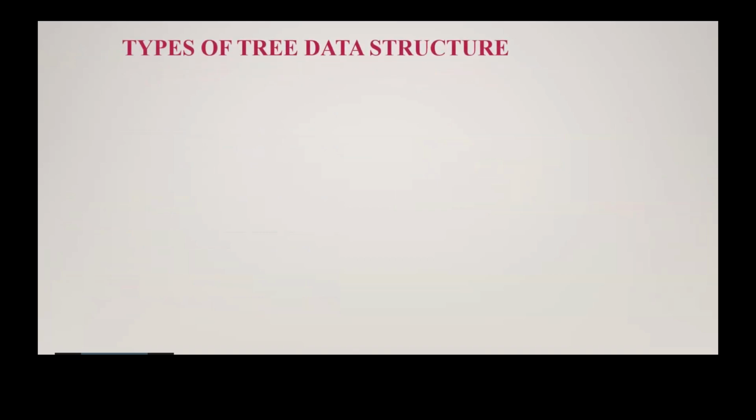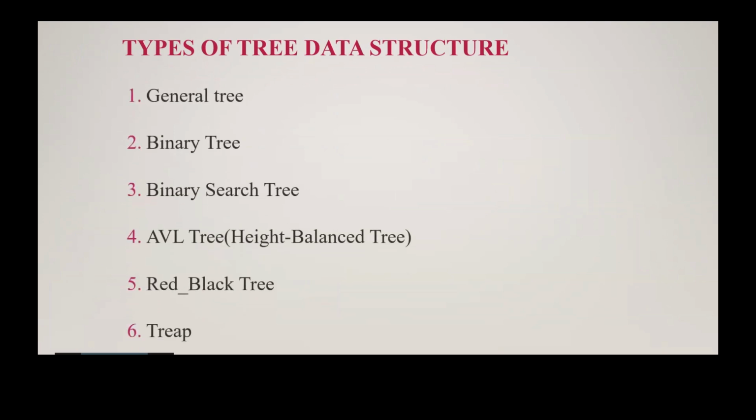So next one is, what are the different types of tree data structure? In data structures, trees are classified into 6 types. First one is the general tree, then the binary search tree, the height balanced tree, which we also call the AVL tree, the red and black tree, and the arc tree. So these are the different types of tree structure available.